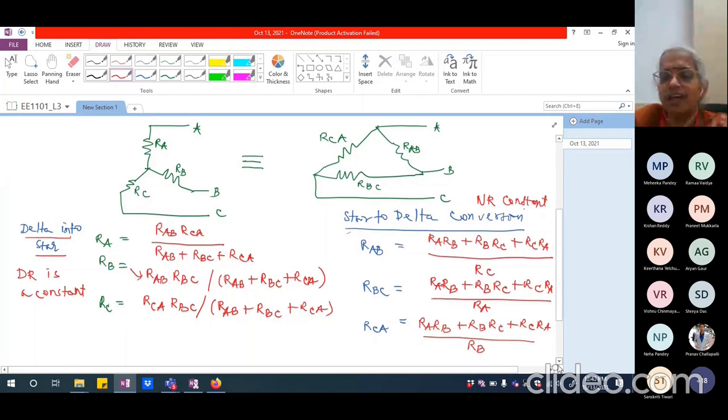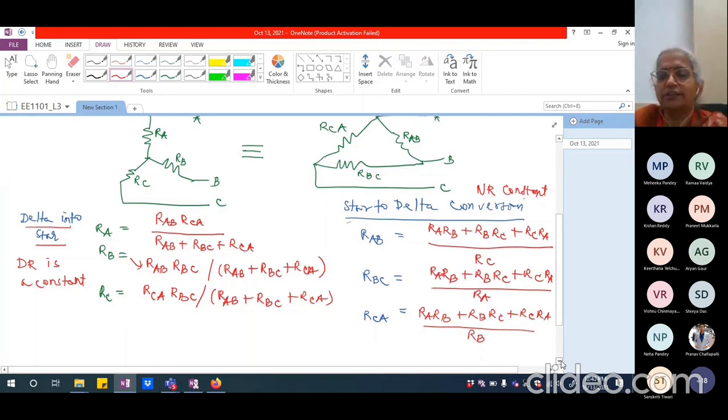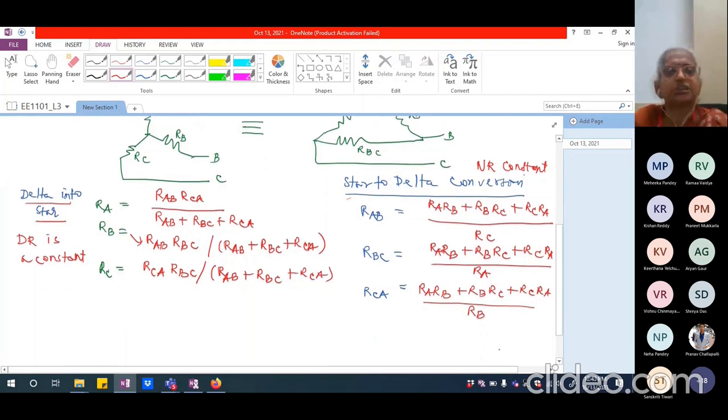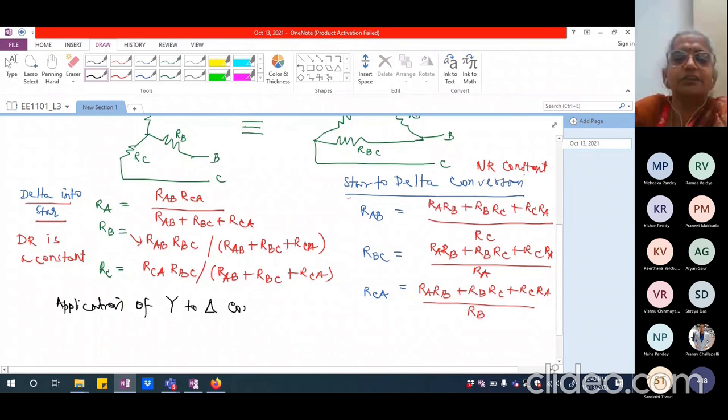So these are the expressions for star to delta conversion and delta to star conversion. Now I want to give you an example as to where this is applied. So I'm going to write the application of, for example, star to delta conversion.